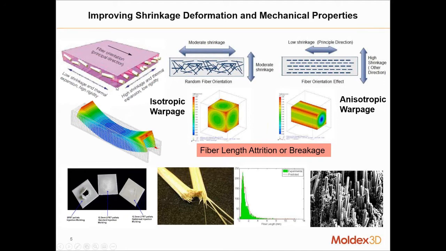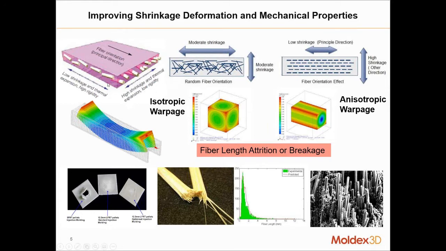Because the fibers are not aligned in that direction, the fibers are not helping the material to prevent shrinkage. So your material will have a very high shrinkage value and also a high thermal expansion coefficient. And also the material will have a low rigidity.